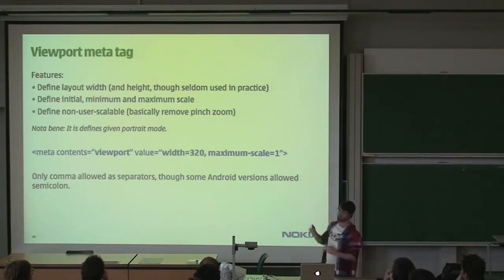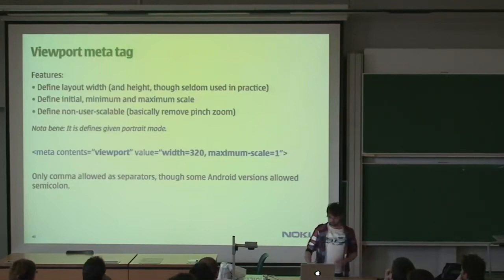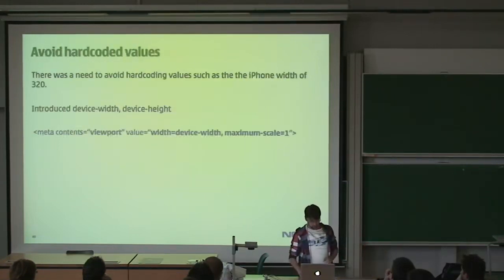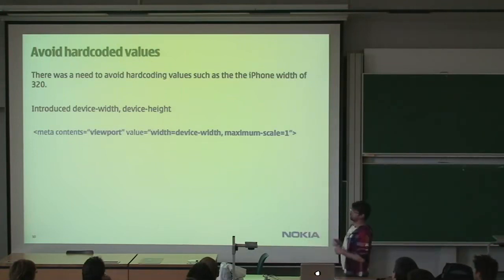I have to say that this is defined in portrait mode. For instance, the original iPhone had 320 pixels and a DPI of 160. So to make a page look pixel perfect on an iPhone, we set the width to 320 and maybe a maximum scale of 1, so you can't scale in or do anything else. Today, as people have different devices with different resolutions, it's possible to define device width. So if your device is 480, it will lay out with a width of 480.